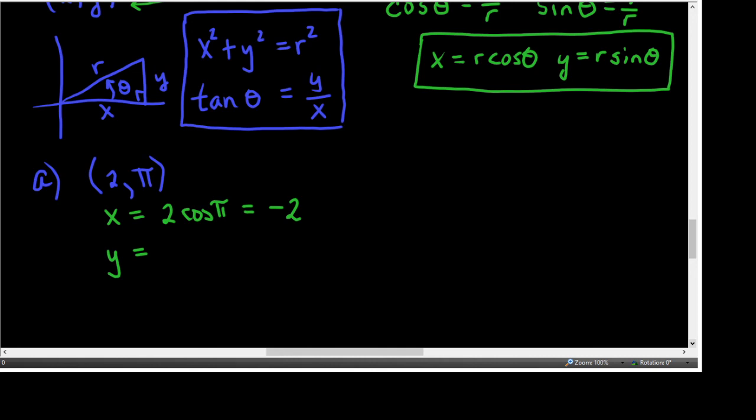All right, anyway, y is r sine theta, so r is 2, sine of theta, which is pi. The sine of pi is 0. 2 times 0 is 0. So the rectangular coordinates are, therefore, (-2, 0).